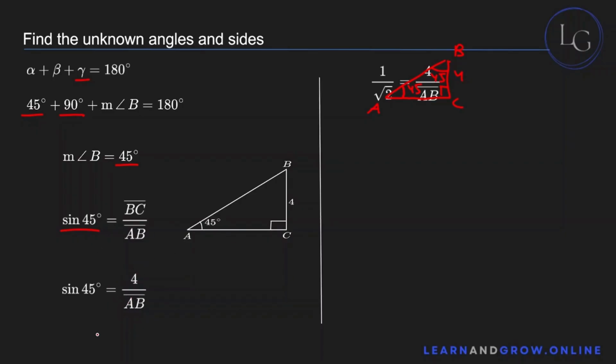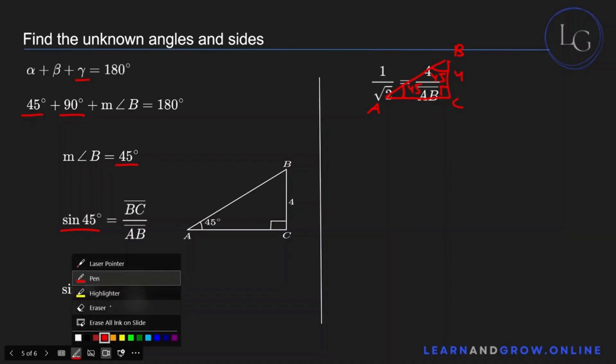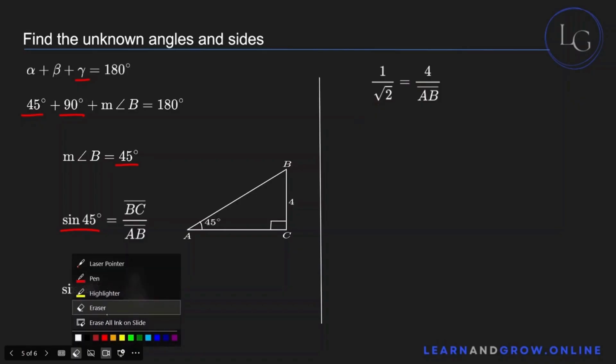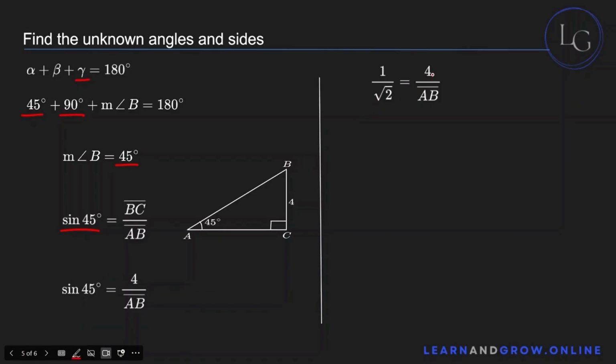So now, whoops, sorry. Let me just rub that off. So 4 over AB. Now we know from the table that sine 45 is 1 over root 2, right? You can refer to the table back. And now you can find AB, which is equal to 4 into root 2, right? Just cross multiply: AB is root 2 into 4.